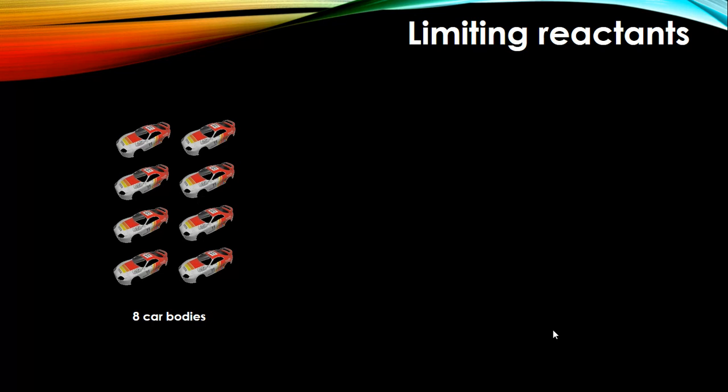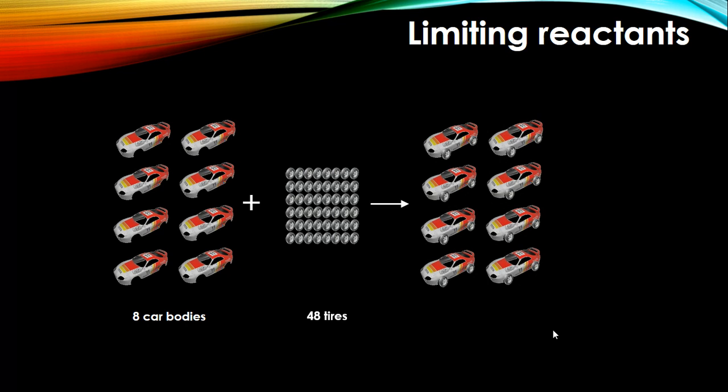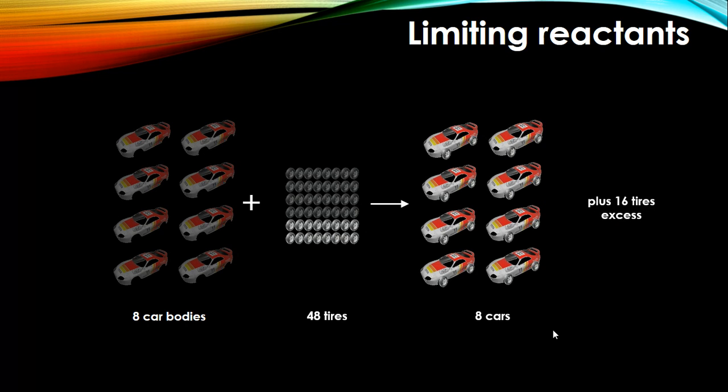So when you think about limiting reactants, you're thinking about the thing that limits how much product you can make. For example, if I have 8 car bodies and 48 tires, I know that each car body is going to need 4 tires, right? So if I do 8 times 4, I get 32. I am only going to use 32 tires, so I make my 8 cars, and I have 16 extra tires after I've made my 8 car bodies.